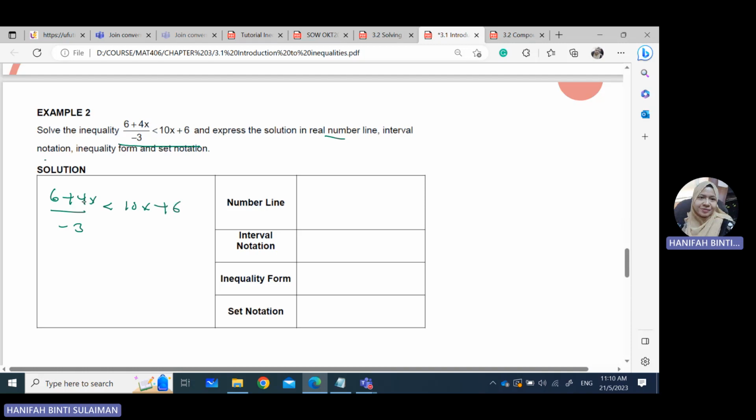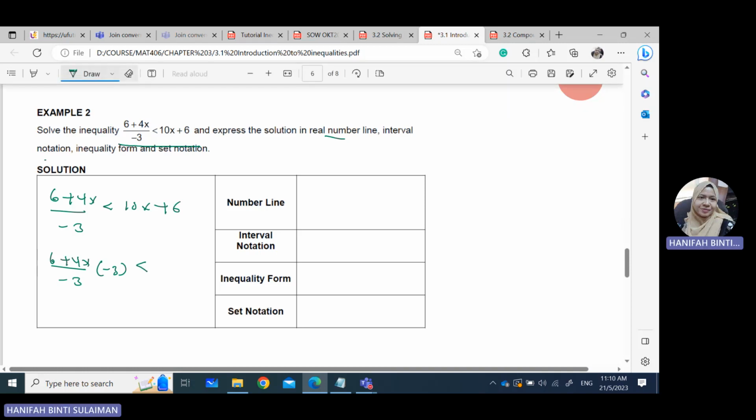So untuk case yang ni, nak selesaikan, nak hilangkan negatif 3 ni, kita kena darabkan dengan negatif 3. Alright, so now we have (6 + 4x)/(-3) multiply with negative 3, less, greater than. Okay, sebab kita tukar, kita darabkan dengan negative number. Greater than 10x + 6. Semua sekali kita darabkan dengan negative 3. Okay, so this one we can solve.